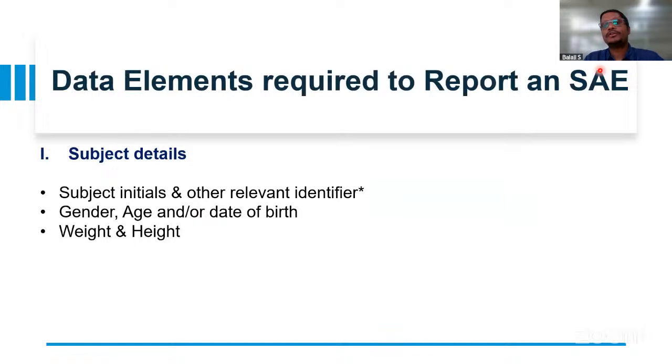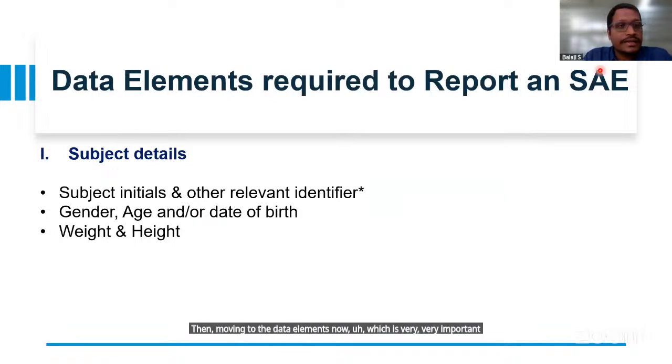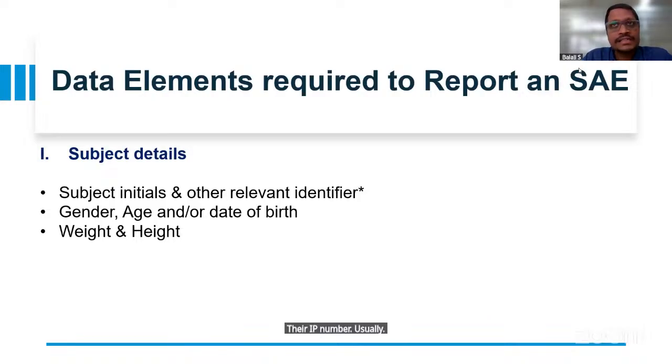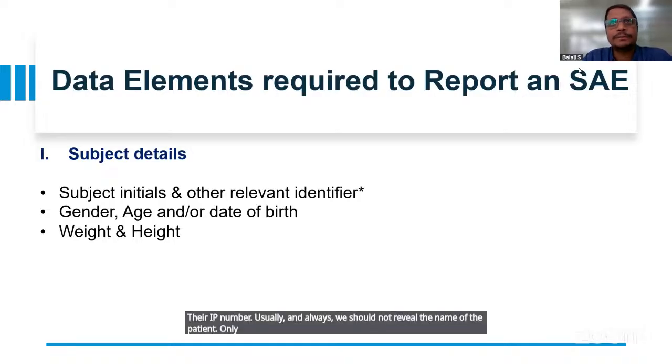Then moving to the data elements now, which is very, very important here. Data elements required are subject details. So without the subject, nothing can happen. For which we need to give the details of the subject, which include the subject's initials and other relevant identifiers. That could be age, gender, their IP number. Usually and always, we should not reveal the name of the patient, only the initials of the patient, or we can say the code or identification code of the patient has to be given.